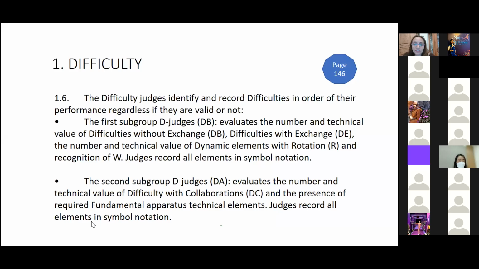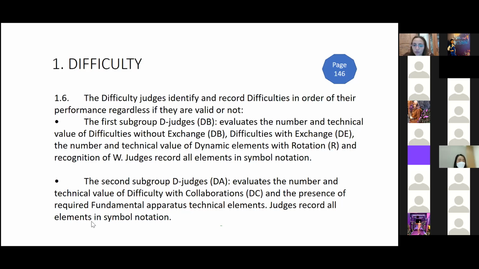So we have the difficulty judges. Identify and record difficulties in order of their performance. And this is very important, order of their performance, regardless they are valid or not valid. So we have the first subgroup of judges. They evaluate the number and technical value of difficulties without exchange, difficulties with exchange, and the dynamic elements of rotation. They recognize the waves as well. They record everything in the symbol notation.